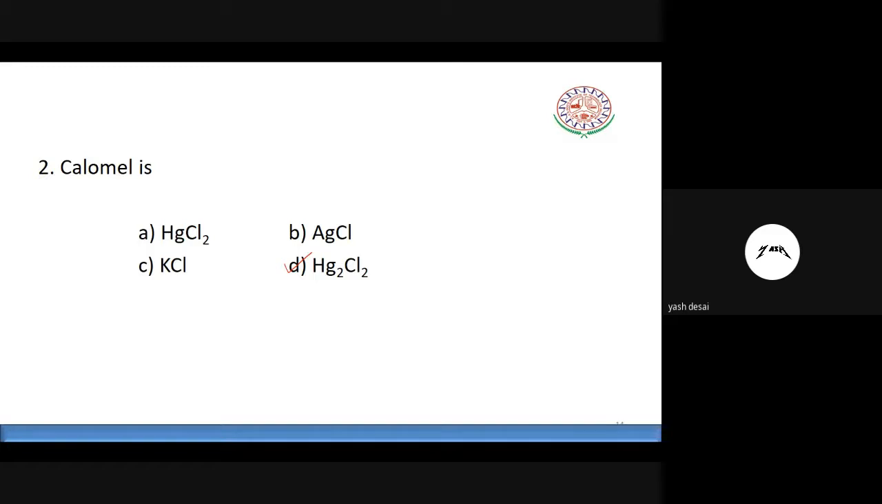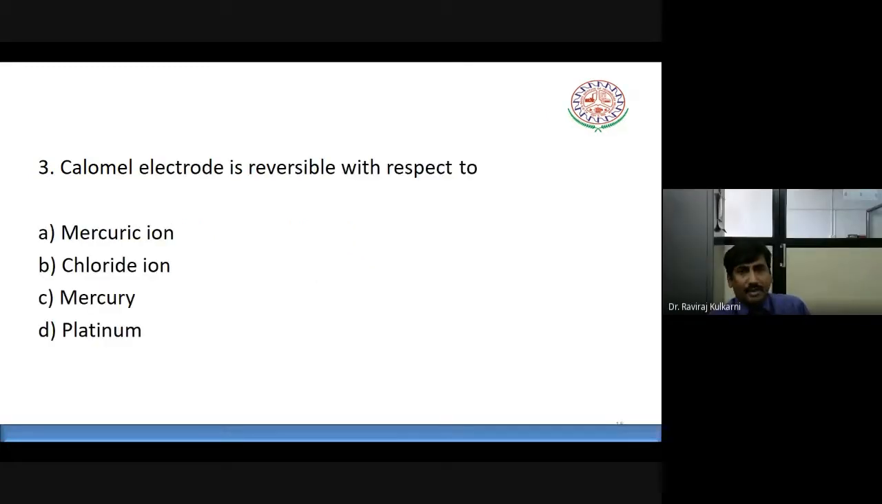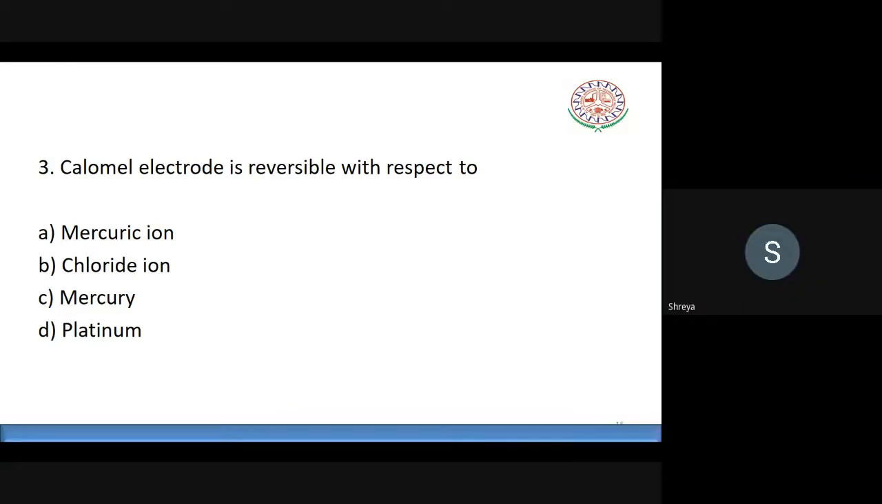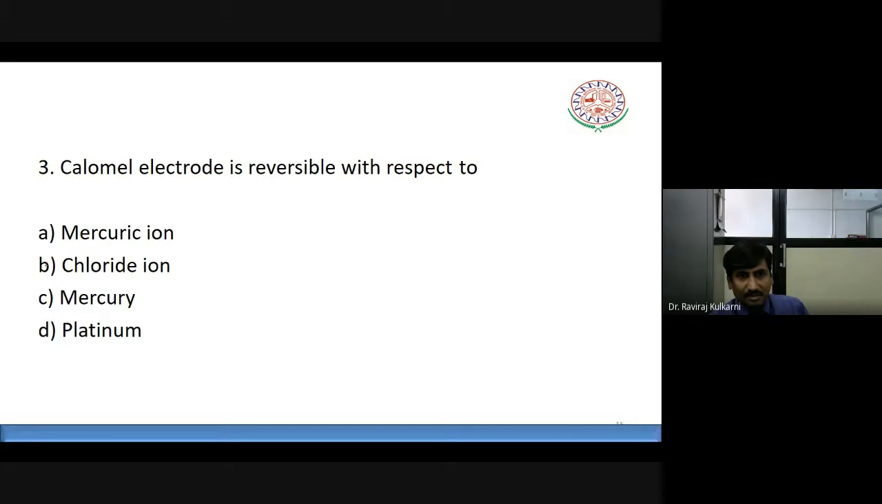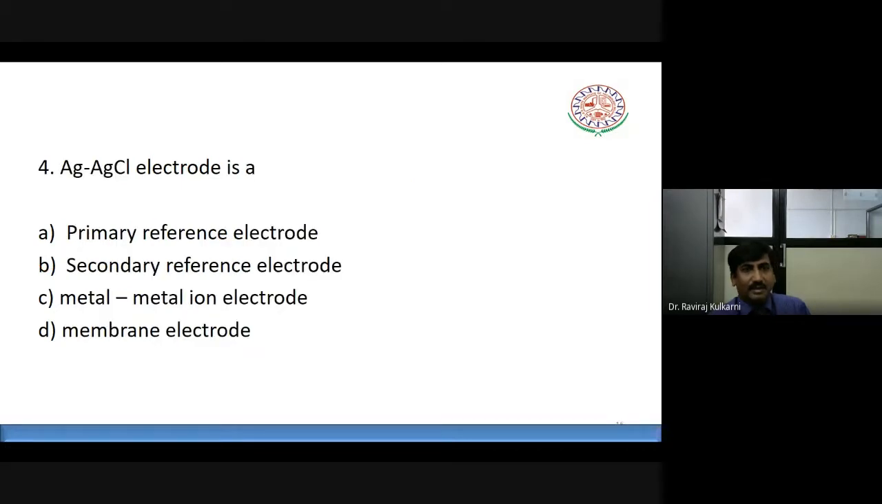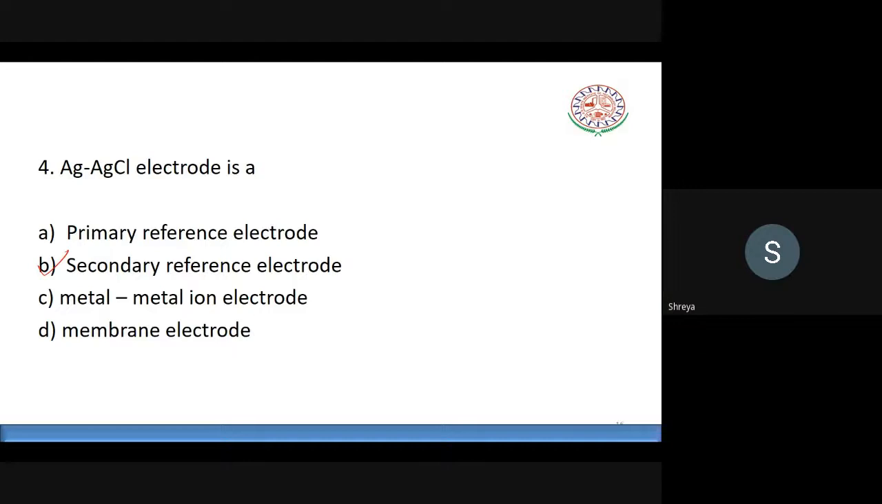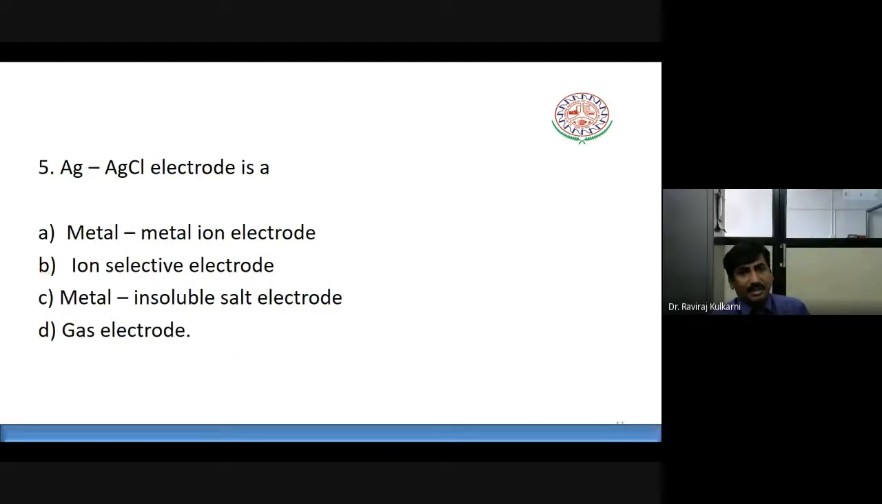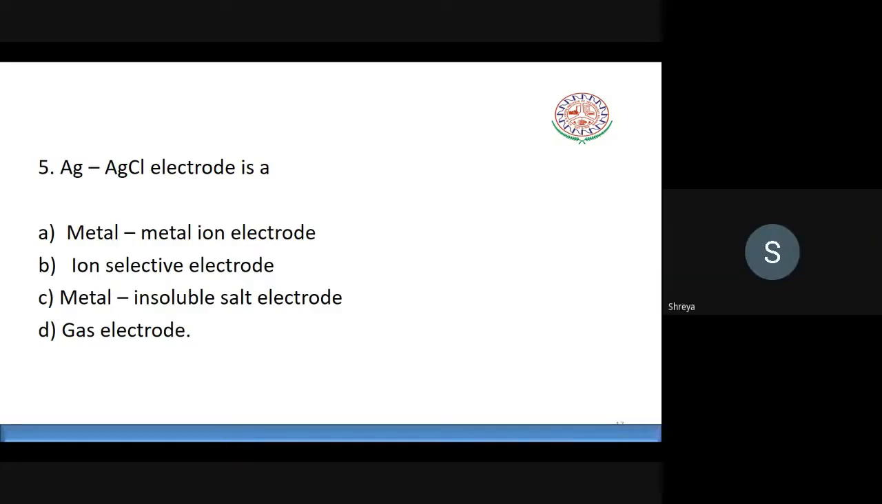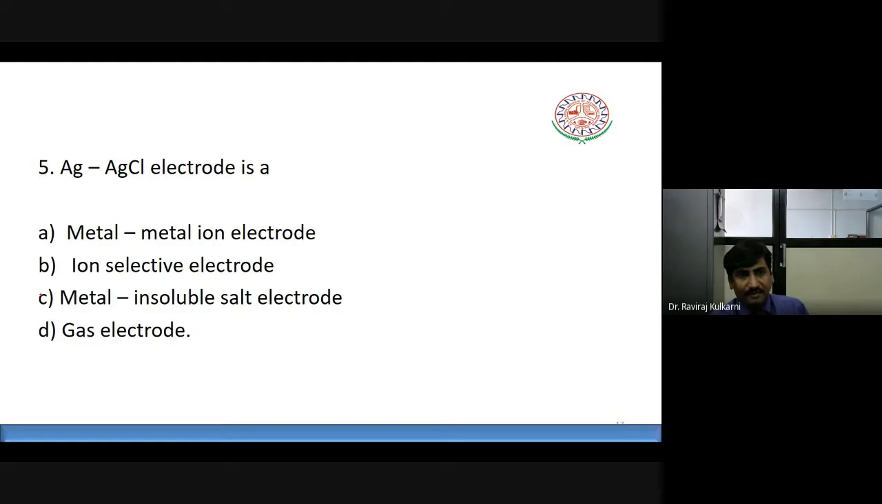Calomel electrode is reversible with respect to chloride ions. Who is this? Shreya. Okay, good, correct. Calomel electrode is reversible with respect to chloride ions. AgCl electrode is a secondary reference electrode. Shreya again. Yes, sir. What kind of electrode is the AgCl electrode? Metal insoluble salt electrode. Is it Shreya again? Yes, sir.